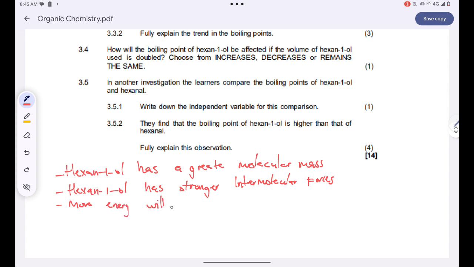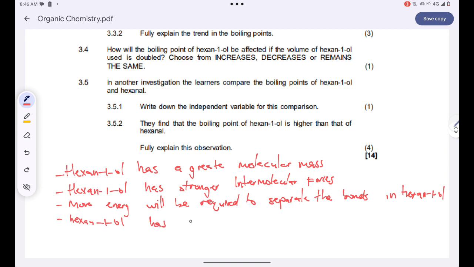energy will be required to separate the bonds in hexane 1-ol, and hence hexane 1-ol has a higher boiling point.